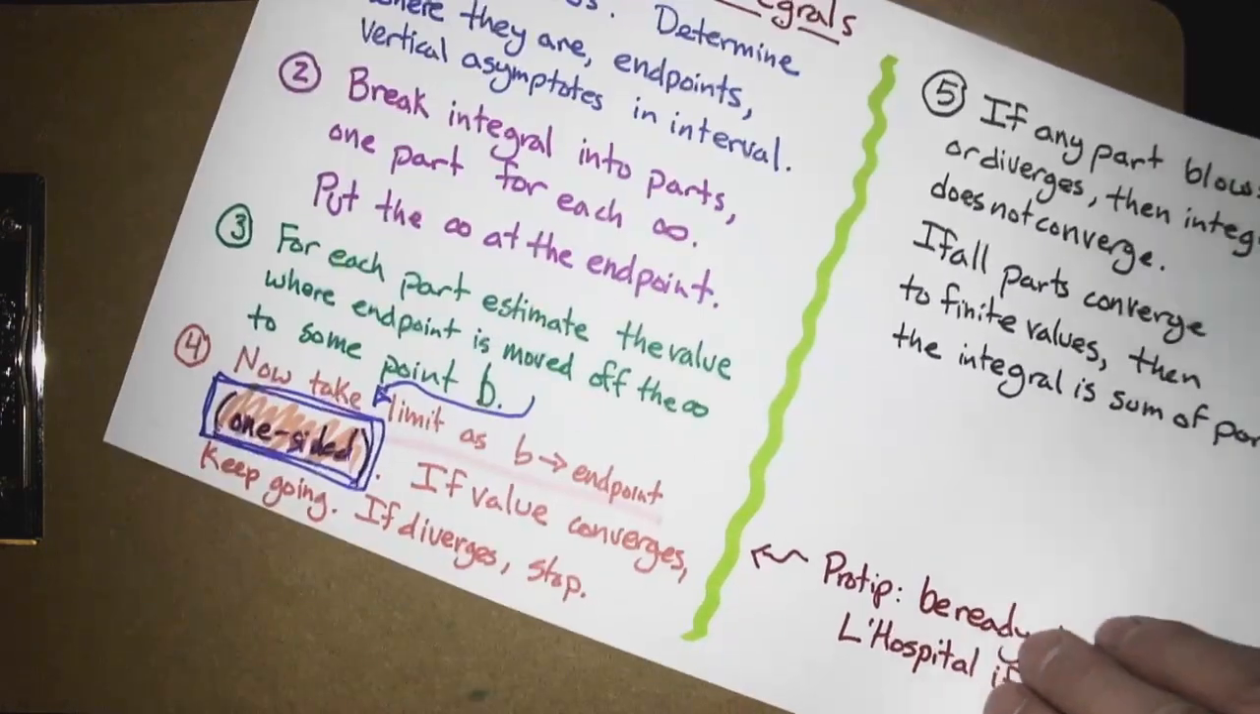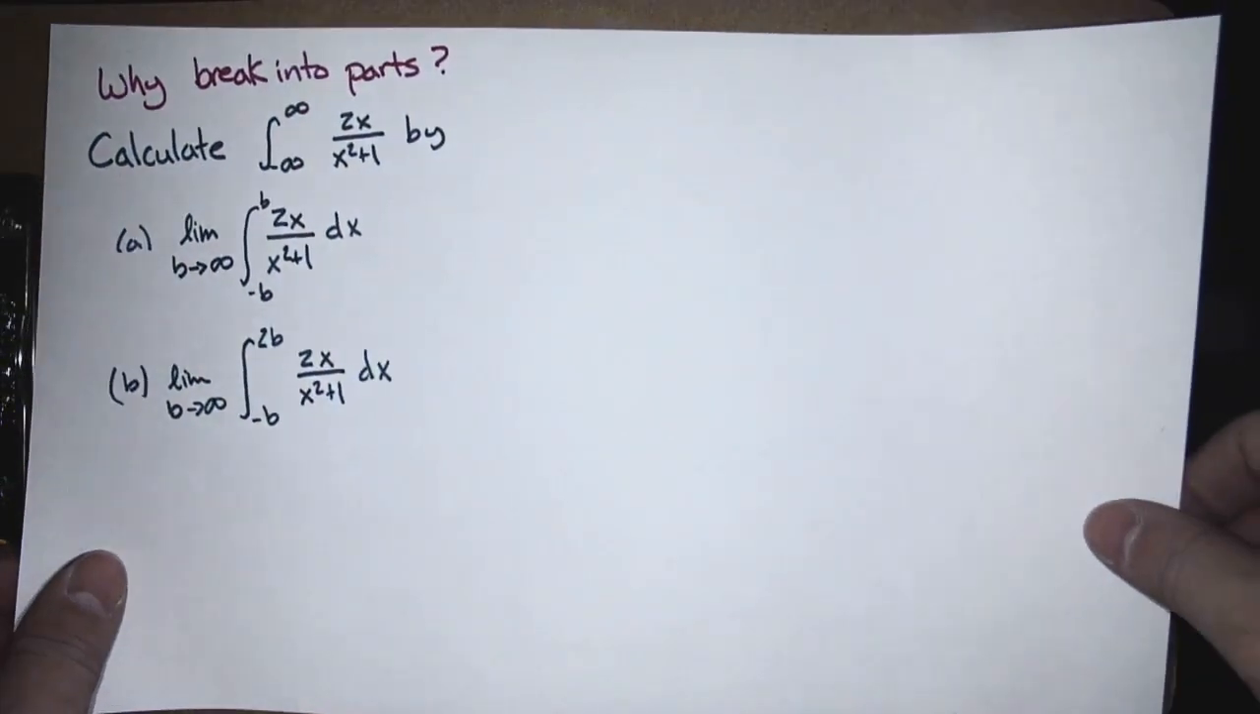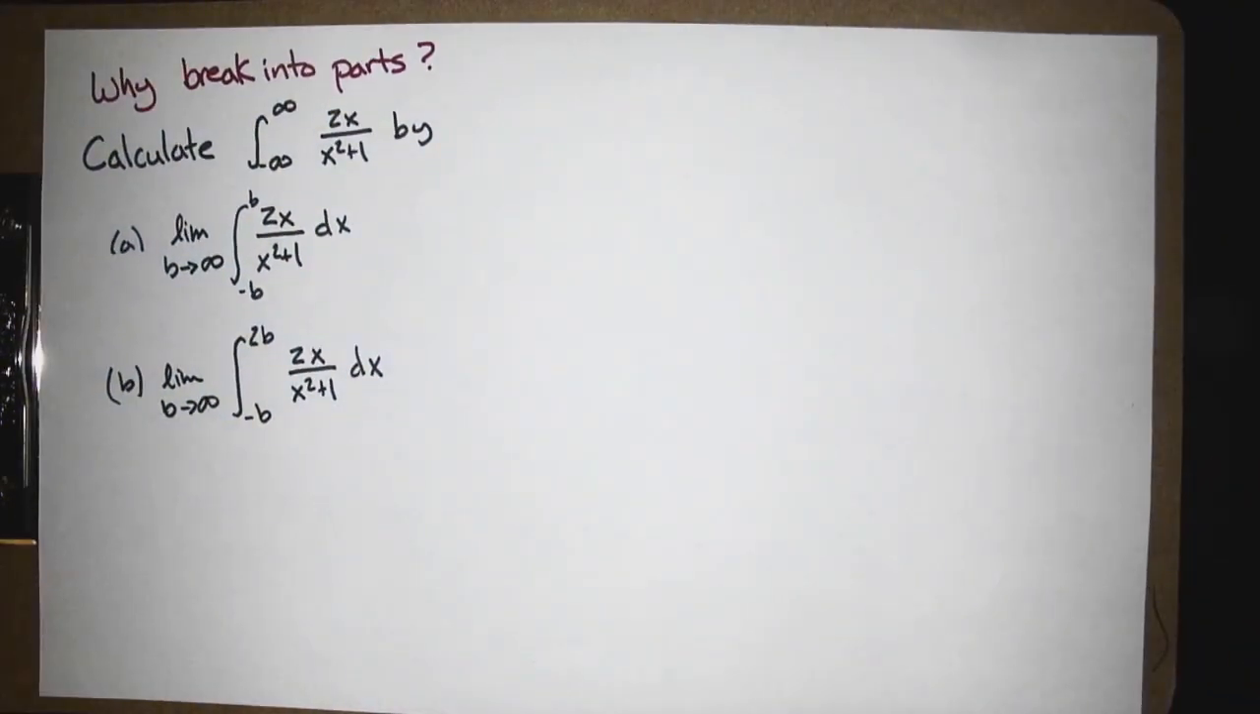All right. Well, let's start with a quick question. Why do we insist on breaking into parts? Why not just handle everything simultaneously? Well, let's look at the following situation. We're going to calculate the integral from negative infinity to positive infinity of 2x over x squared plus 1 in two different ways. We're going to argue, hey, let's do it by handling both infinities at the same time.